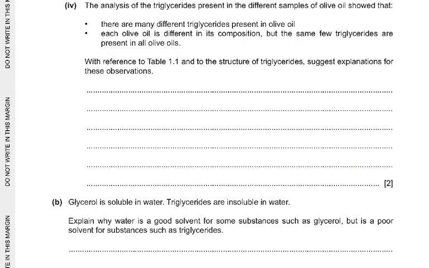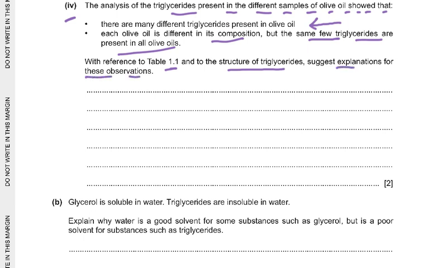Then comes part 4. The analysis of the triglycerides present in the different samples of olive oil showed there are many different triglycerides present in olive oil. Each olive oil is different in its composition, but the same few triglycerides are present in all olive oils. With reference to Table 1.1 and the structure of triglycerides, suggest explanations for these observations. What are the observations? There are many different triglycerides. And the next observation is each olive oil is different, but the same few triglycerides are present in all olive oils.